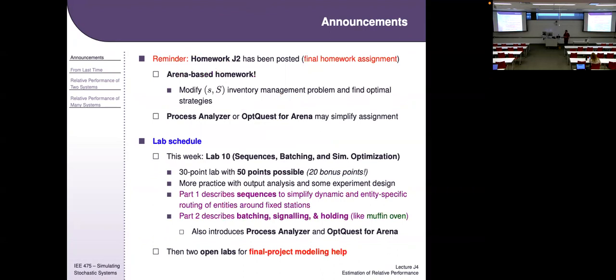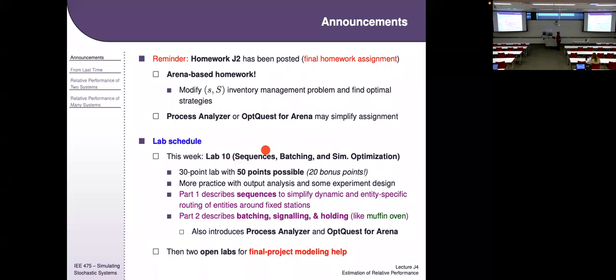Homework J2, the last homework, is out, and it's an Arena-based homework. It's basically looking back at that Bucky's inventory management problem and making some modifications and finding some optimal strategies. You might want to use the Process Analyzer or OptQuest, which you were introduced to a little bit in Lab 10, but that's totally optional. It just might simplify some things.